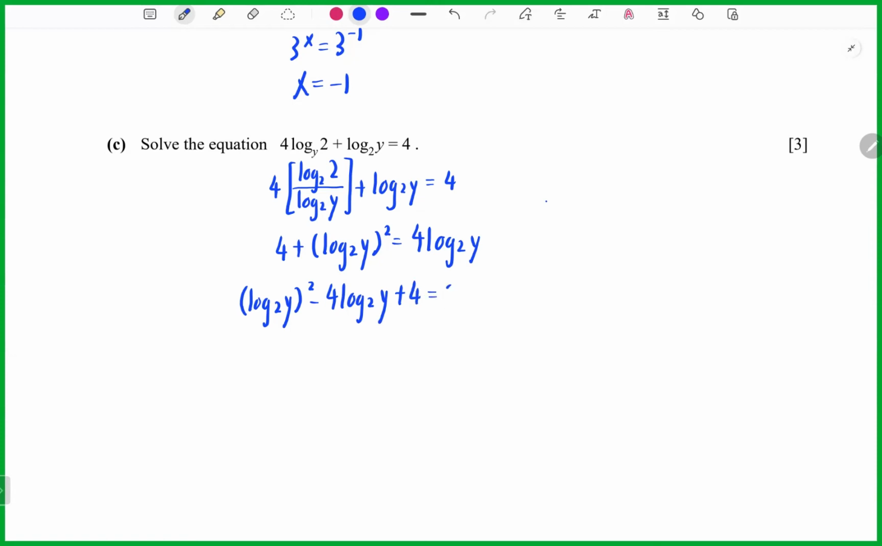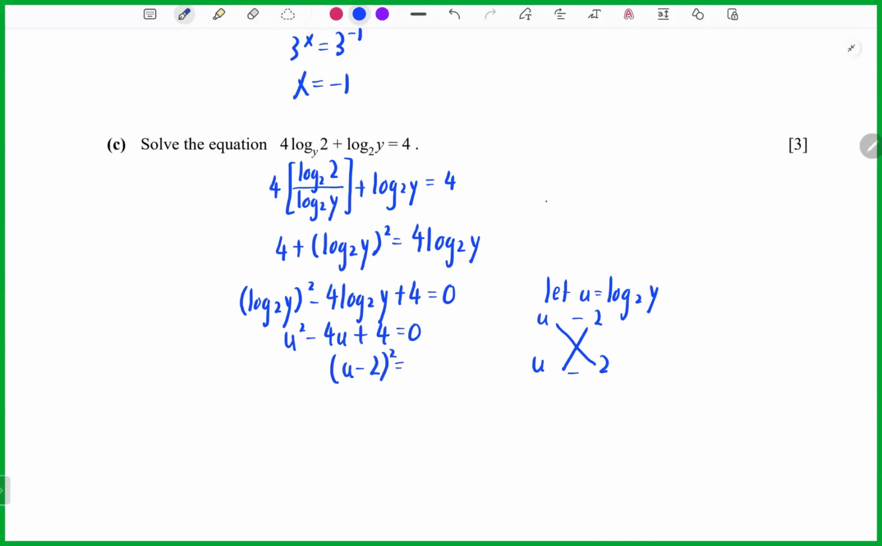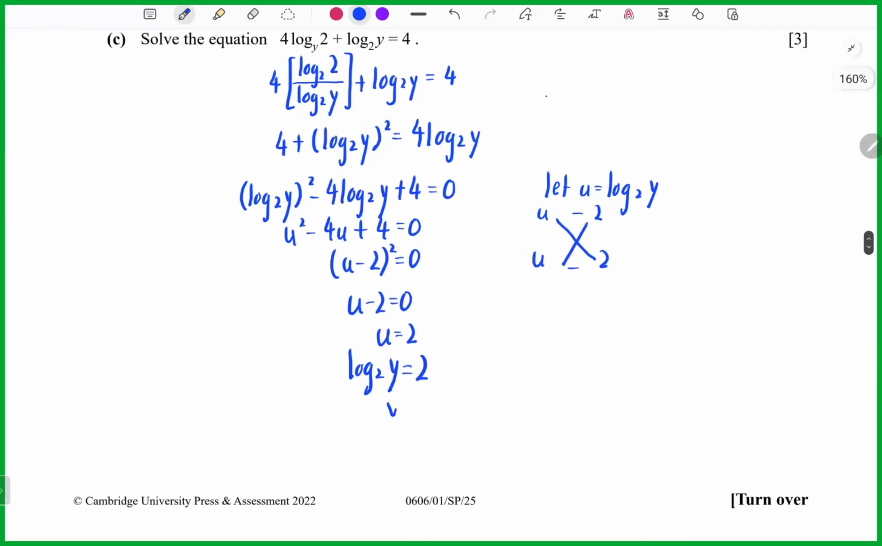So okay, I can try to factorize out and let u squared minus 4u plus 4 equals 0. So I can factorize u, and then 2 minus minus. So we will get u minus 2 squared equals 0. So u minus 2 equals 0. u equals 2. So I can take log base 2 of y equals 2. So for y you will get the answer is 4.